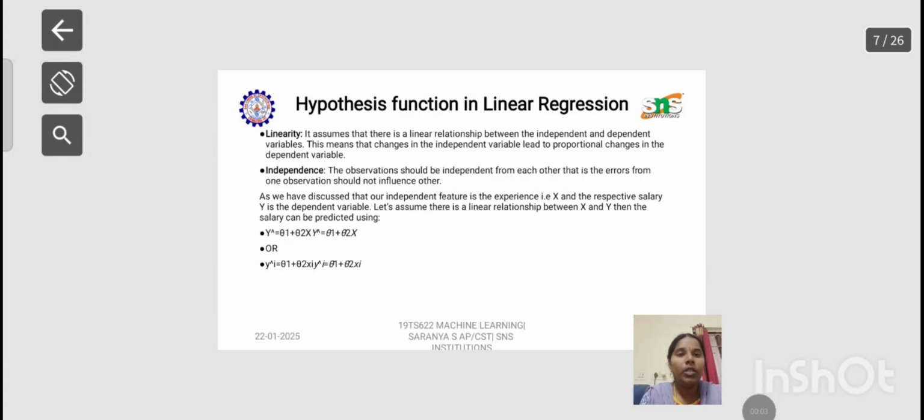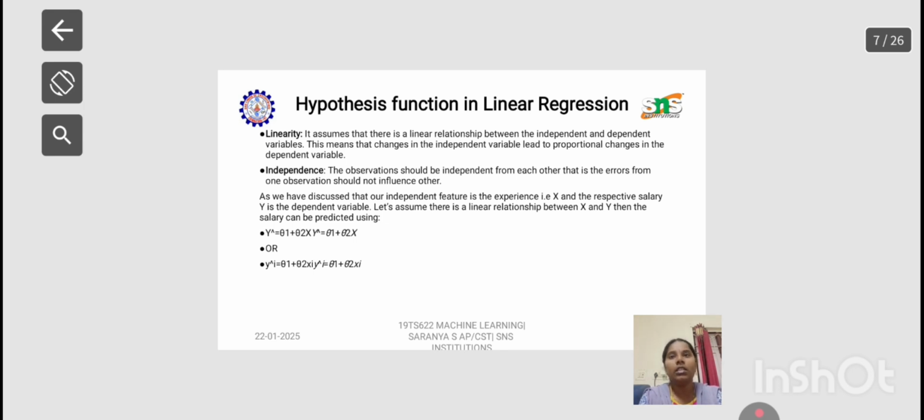Next we continue with hypothesis functions in linear regression. The hypothesis function in linear regression rests on assumptions: linearity and independence. Linearity assumes that there is a linear relationship between the independent and dependent variable. This means that changes in the independent variable lead to proportional changes in the dependent variable.